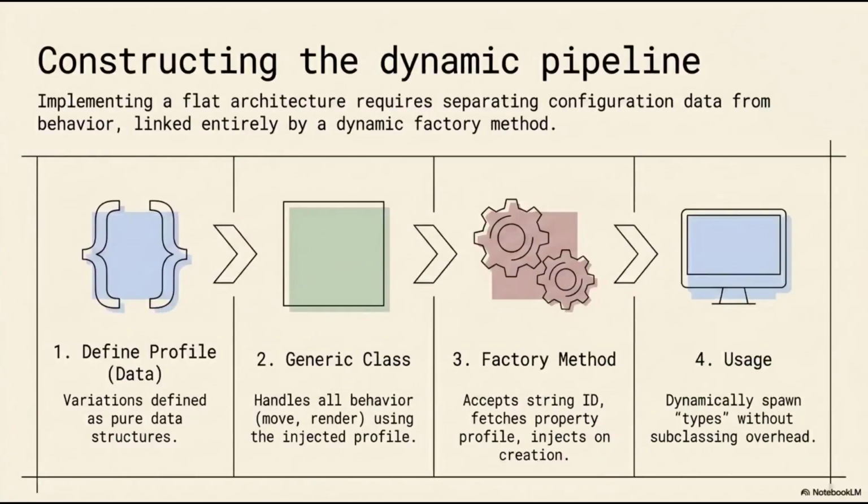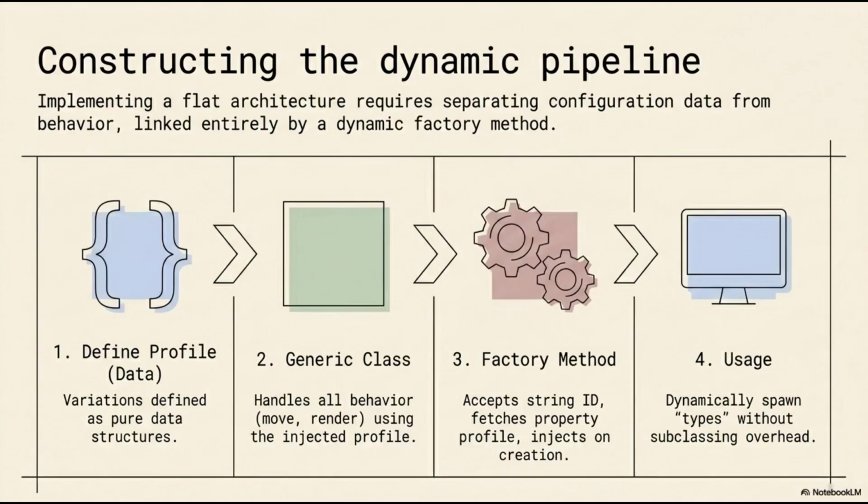To construct a dynamic pipeline for a flat architecture, the fundamental principle involves separating configuration data from the core behavior, with the dynamic factory method serving as the sole link between them. The process begins by defining a profile as pure data structures, where all variations of an object are explicitly laid out. Following this, a generic class is established, designed to handle all common behaviors, such as movement or rendering, by leveraging the profile data injected into it.